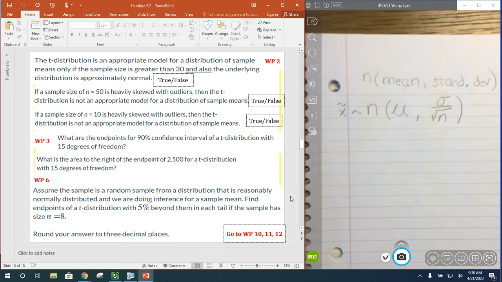Well, remember the model was that if the sample size was greater than 30, we could use it. If the distribution was approximately normal, we could use it if it was under 30. So to say that we need to be 30 and we also need to be normally approximated is not what we're talking about here. This would be a false statement for number 1.